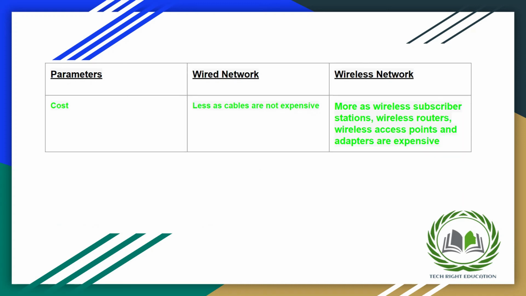The next parameter is cost. In the case of wired network, there is less cost because cables are not expensive. But if I talk about wireless network, then they are costly because we use wireless routers, wireless access points, and adapters, and all these devices are expensive.